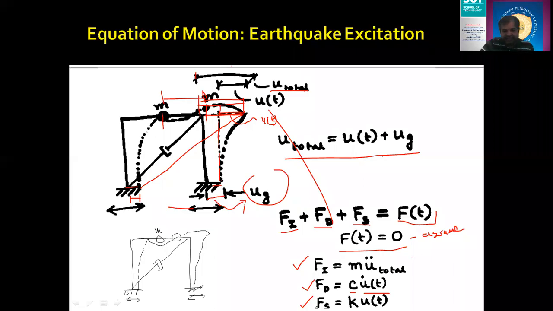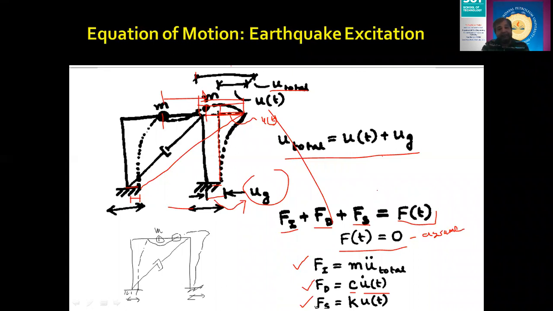So what we have seen is, we have found the value of Fi, which is m into u double dot total. Fd is equal to c into u dot of t plus Fs, which is the relative displacement between the two ends of this particular frame. So that is u of t. As per definition, Fs is k into the displacement of the spring, which is k into u of t.